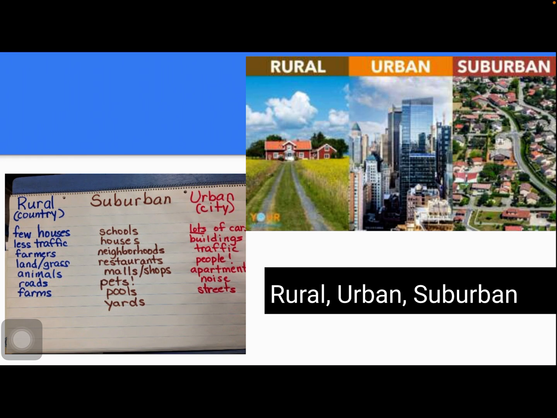Lastly, say urban. Good. Urban, I want you to think of larger cities. So you're going to have lots of cars. You're going to have lots of traffic and more people. It's going to be noisier. And you can look at the picture here in the middle of what an urban area might look like. So again, these 3 are just going to help you with our assignment here. And I'm going to show you that right now.